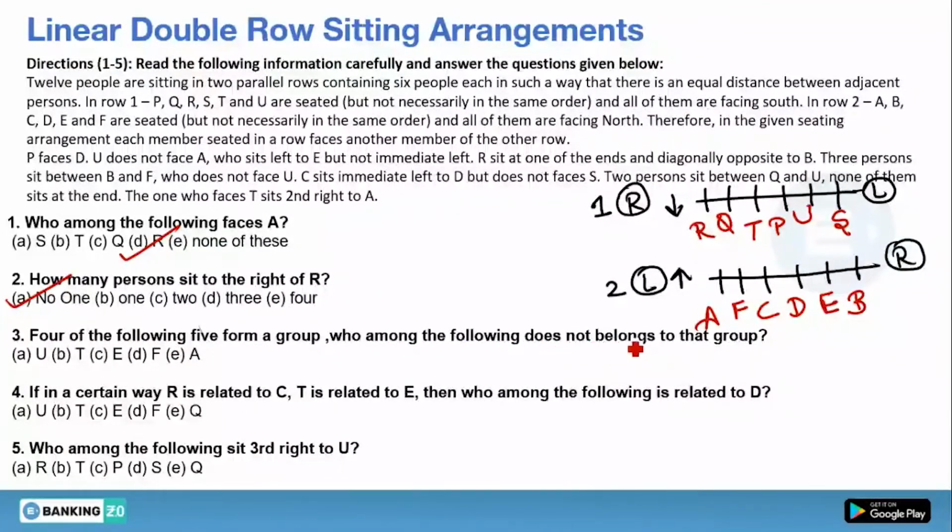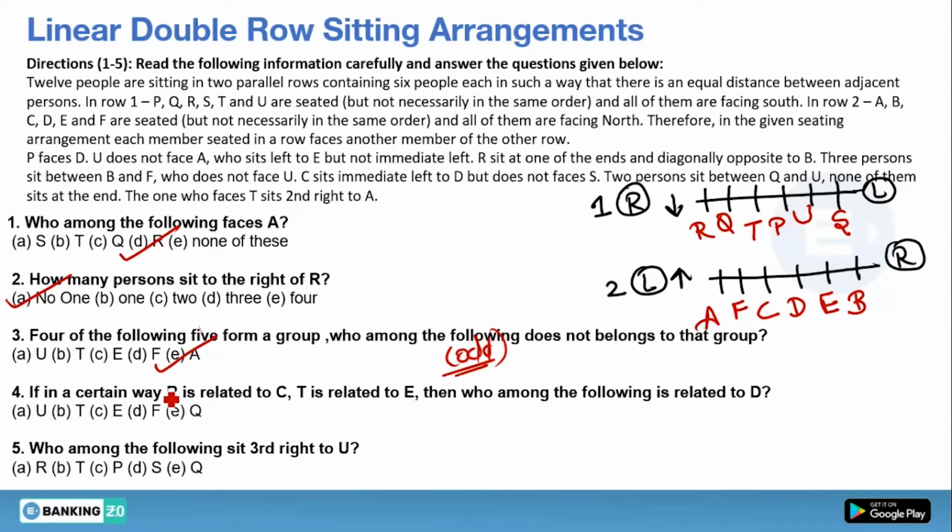Four of the following five form a group. Who among the following does not belong to that group? This question is from odd one out. We have to check the options and mark our answer. Option A, that is U: U is sitting inside the row. T is sitting inside. E is sitting inside. F is sitting inside. A is sitting at the end of the row. So option E is correct.